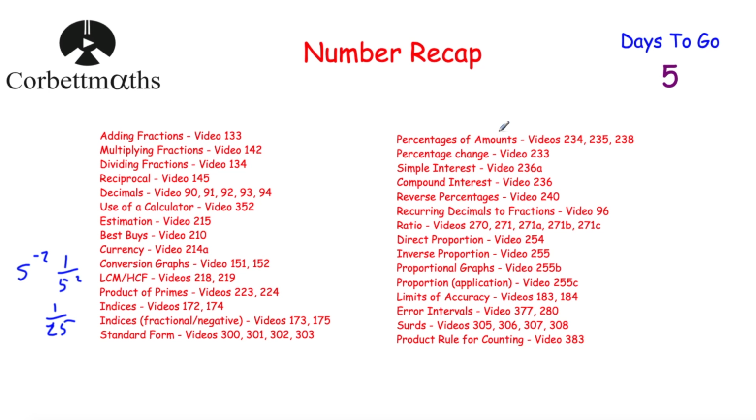Alternatively, you could use your multiplier. So for instance, if you wanted to work out 62% of a number, you could just multiply by 0.62. If you wanted to increase by 7%, you could multiply by 1.07. In terms of percentage change, remember that's change divided by original times 100.